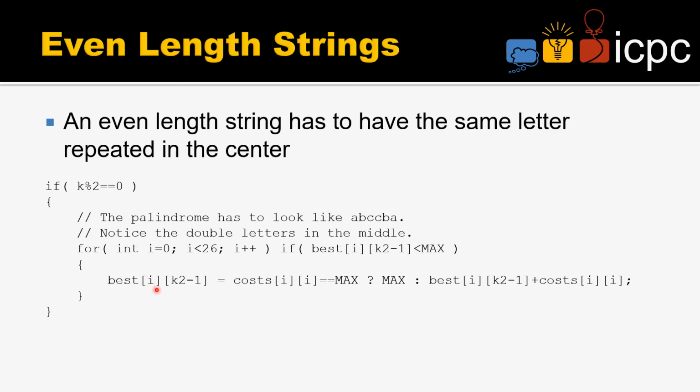So the best we can get at the end, ending with i, if that rune pair is in our input, then we have to add the cost of that rune pair. And of course, we only do this for even length strings.